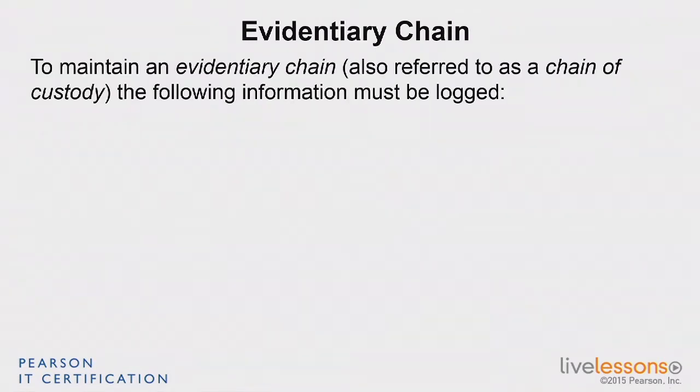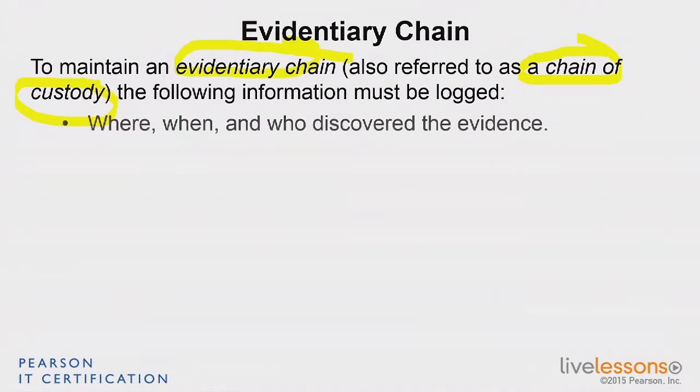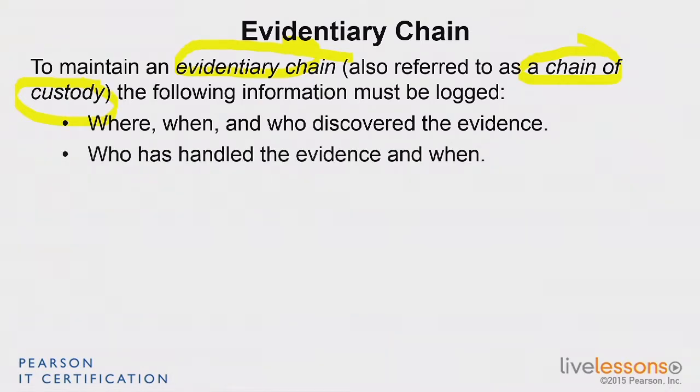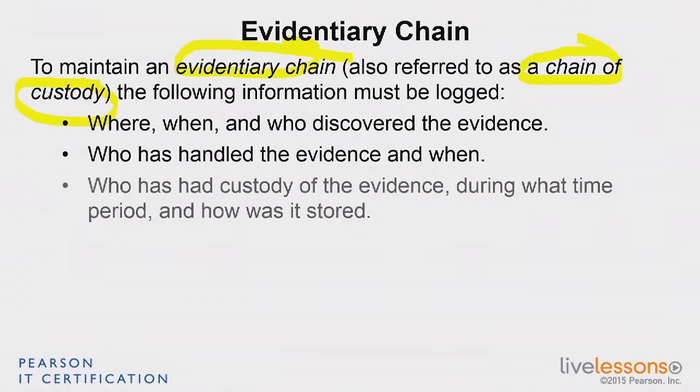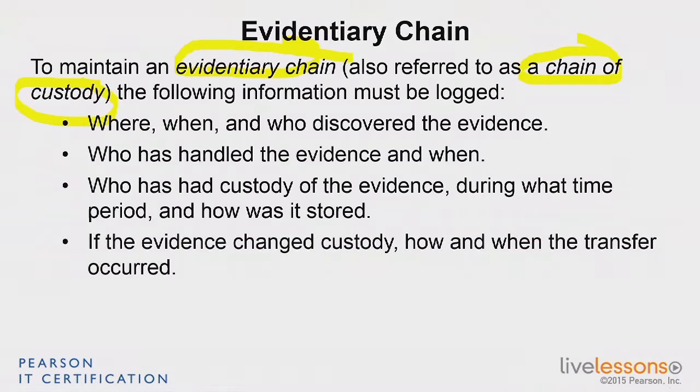An evidentiary chain, which is also referred to as a chain of custody. So an evidentiary chain, or you might see this term chain of custody, requires that the following information must be logged and procedures followed. This includes logging where, when, and who discovered the evidence, who has handled the evidence and when, who has had custody of the evidence, during what time period, and how was it stored, and if the evidence changed custody, how and when the transfer occurred.